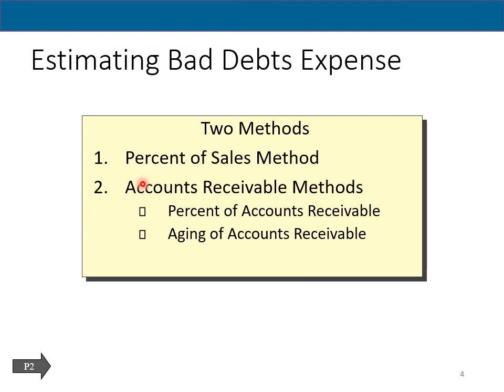For estimating bad debts, we're going to talk primarily about two methods, and really it's more of a branching. The percentage of sales method, which is quick and dirty, we'll talk through that. And then the accounts receivable based methods. And there are actually two of those. Percent of accounts receivable, which is also relatively quick and dirty. And then the aging of accounts receivable, which really is the industry standard. That's where we'll spend most of our time.